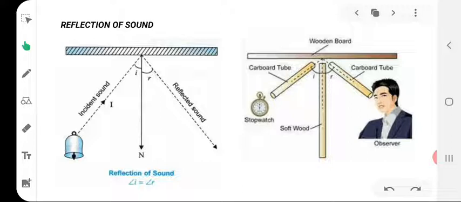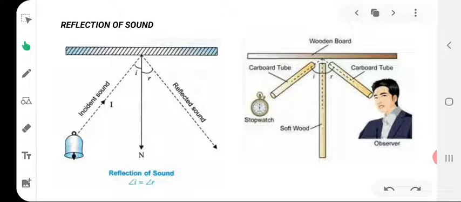So the question arises, what are good and bad reflectors of sound? Sound is not reflected equally from different materials. Hard surfaces reflect more sound. So hard surfaces are good reflectors of sound, just like metallic sheets, hard plywood, tiles, marble slabs, smooth walls are all good reflectors of sound.